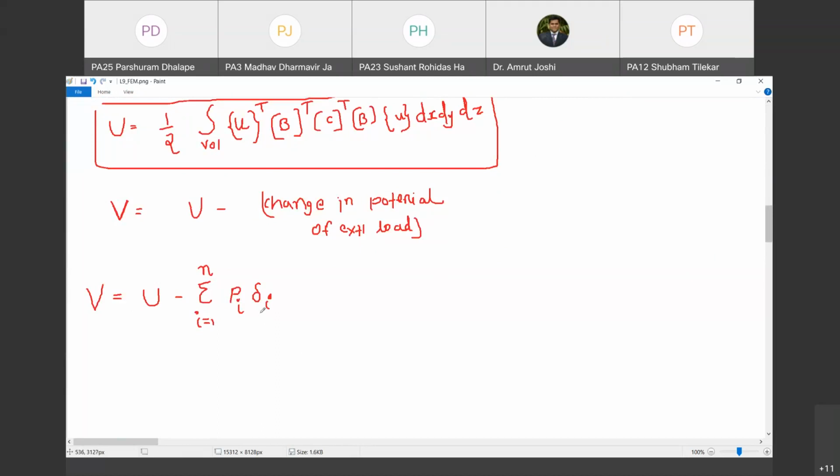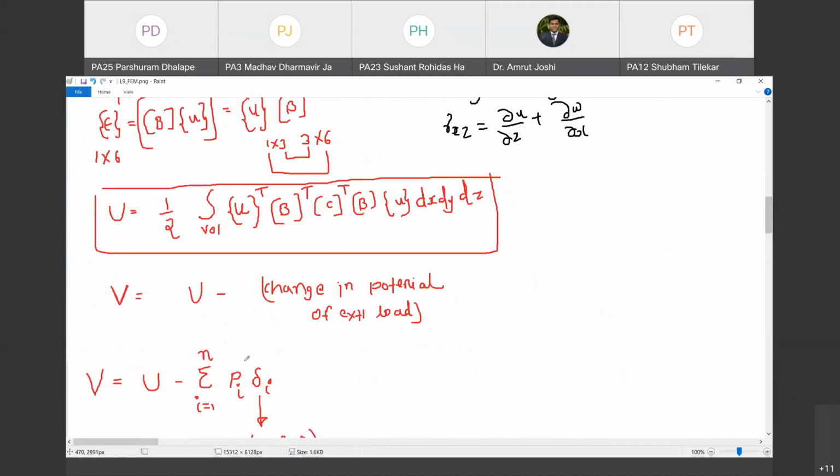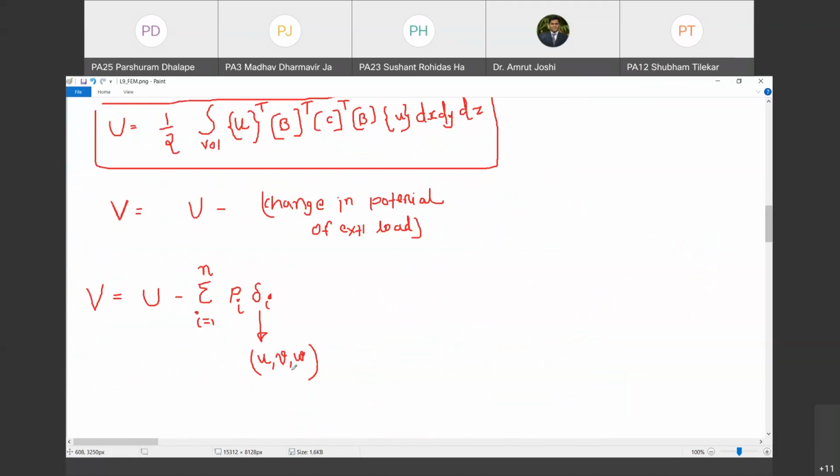Yes. Now, mind you, this delta I is going to be a function of U, V, and W at that point. So, for example, if I am considering P2, this delta 2 can be resolved into three components: X component, Y component, and Z component. X component is nothing but U at this point. Y component of this deformation is nothing but V at this point. And Z component of this is nothing but W at this point. Do you agree with me? So, in fact, this delta I is going to be a function of U, V, and W at the point where PI is acting. Are you with me? If you are with me, type your response in chat box.